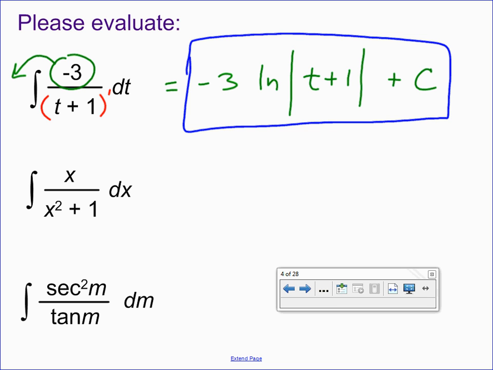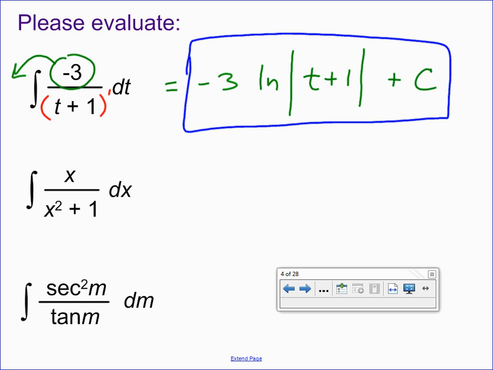Absolutely. If this had been the integral of 1 over x squared plus 1 with respect to x, it would be straight up inverse tangent of x plus c. That's it. However, we have too many x's. We have too much x here. So this is not an inverse tangent antiderivative.